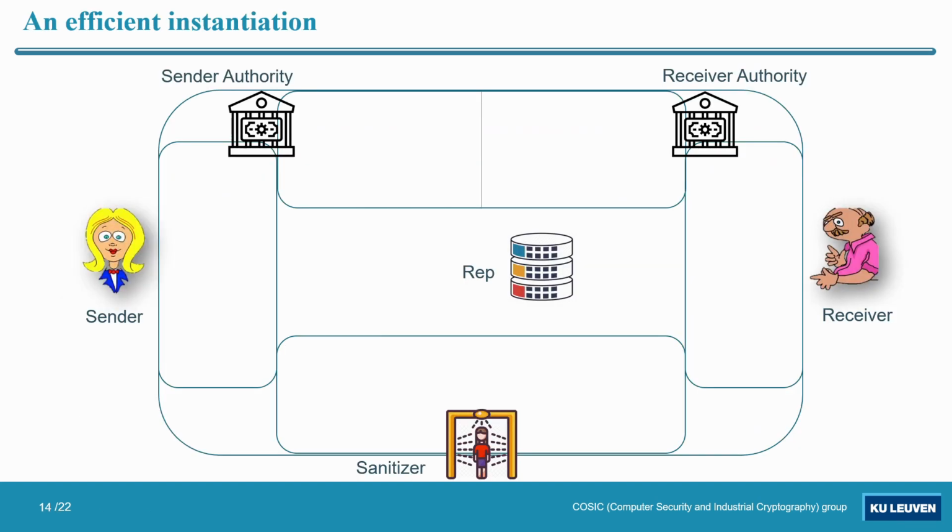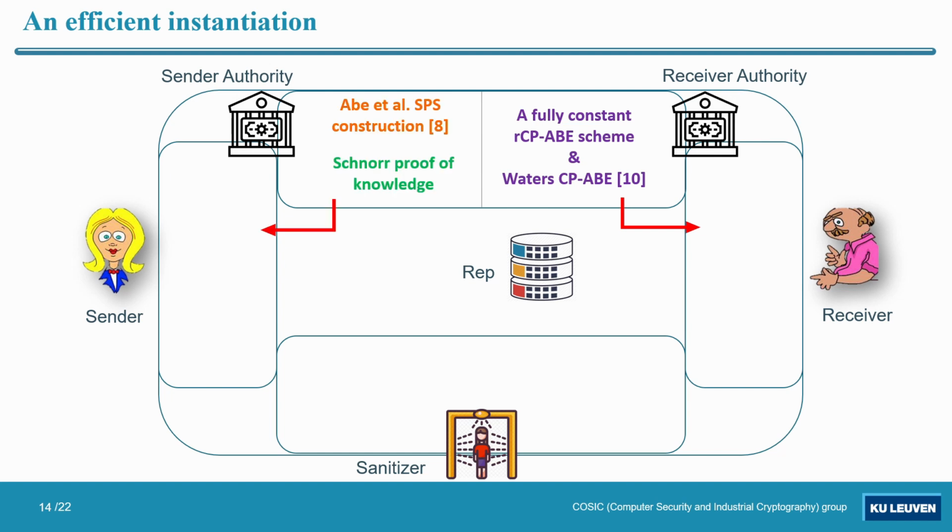As we already discussed, we can build a generic construction for a cross-domain attribute-based access control encryption by taking three main building blocks. In this slide, I will explain a little bit about the instantiation that we propose in the paper, by taking and also proposing a fully constant randomizable CPABE scheme, or we can take the Waters CPABE scheme as one of the main building blocks in the construction. In this paper, we are using the Abe et al. construction and also the Schnorr proof of knowledge.